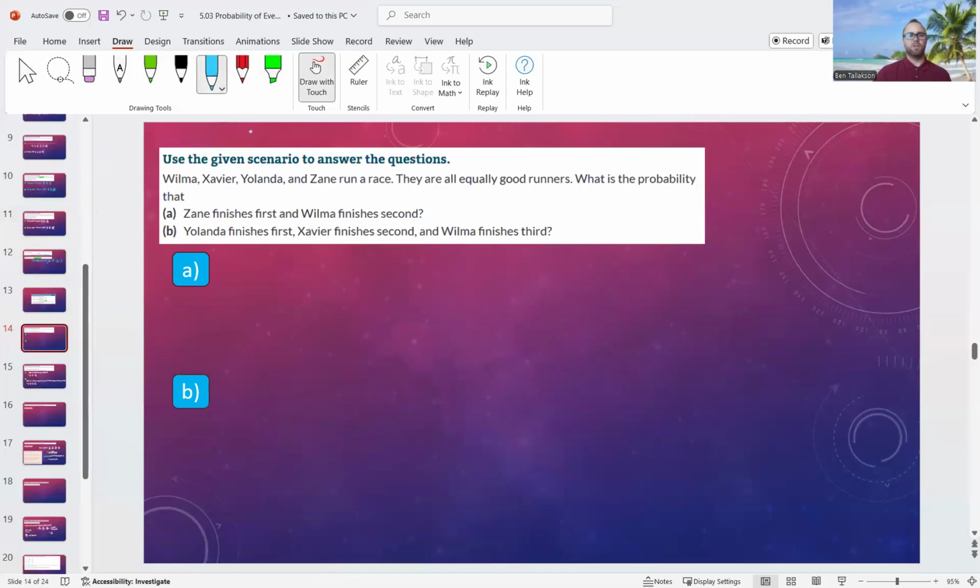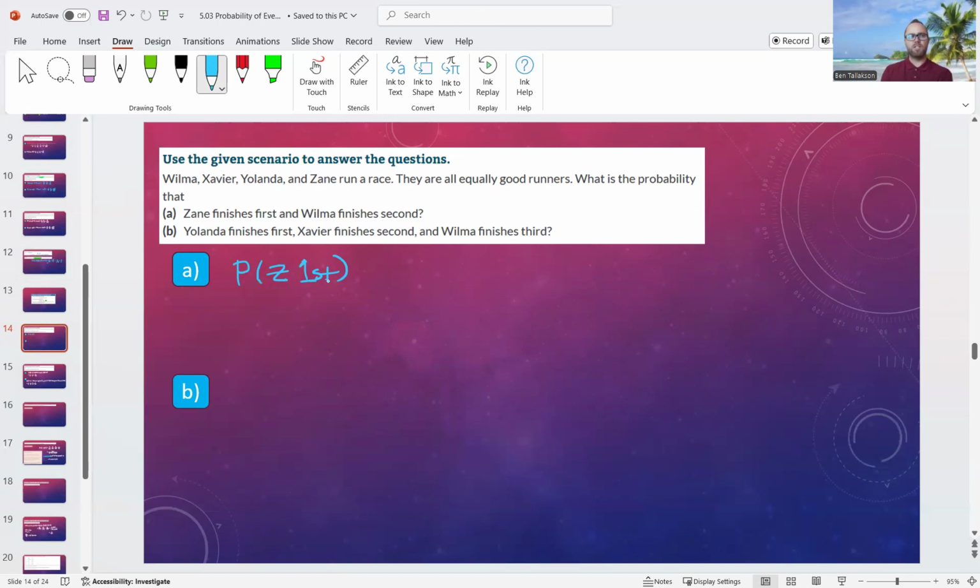Wilma, Xavier, Yolanda, and Zane run a race. They're all equally good runners. What's the probability that Zane finishes first and Wilma finishes second? Okay, the probability that Zane finishes first and Wilma finishes second. How do you write that? Maybe just practice the notation for now.